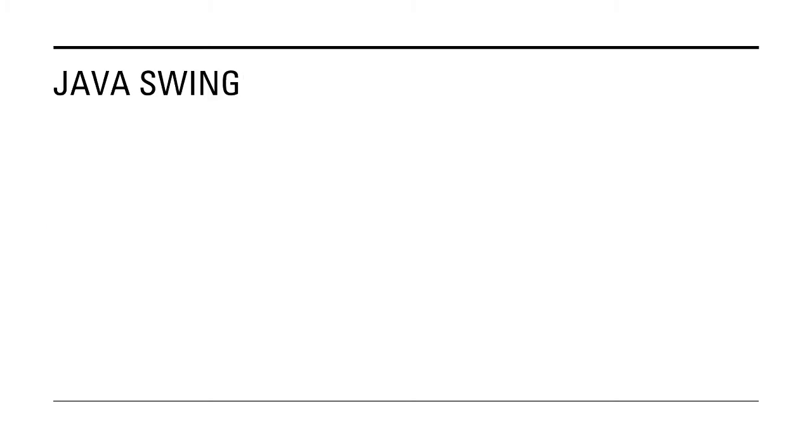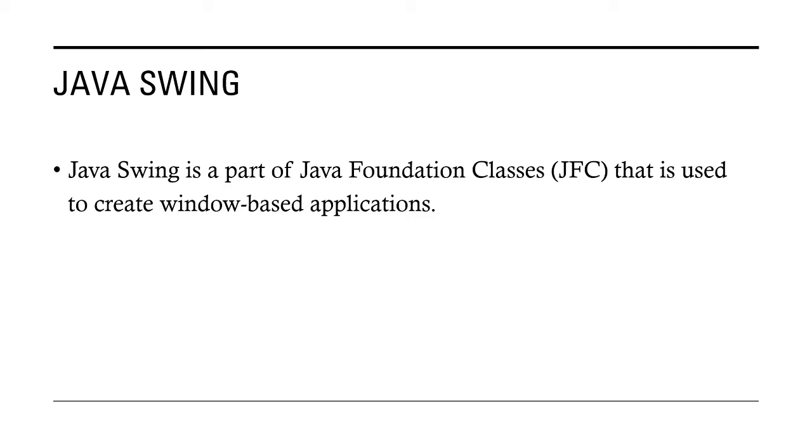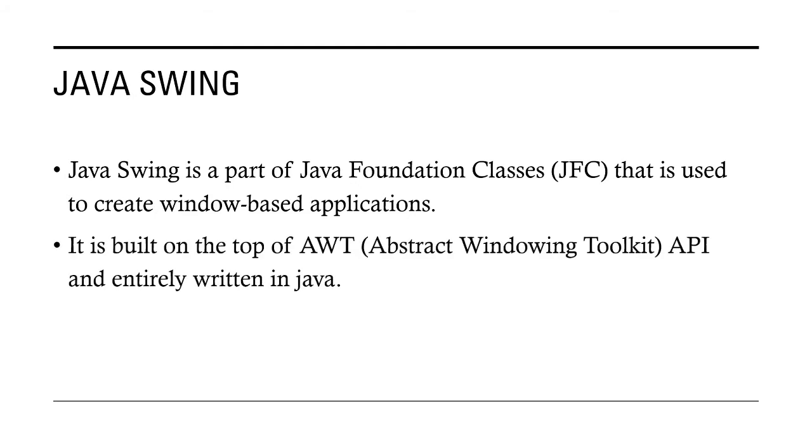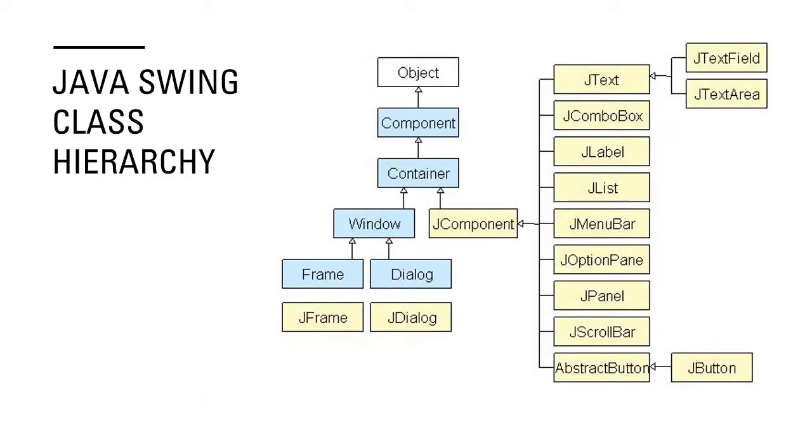So one class in Java is the Java Swing. Java Swing is part of the Java Foundation Classes, which is JFC, that is used to create window-based applications. Basically, it is built on top of an older version of GUI class, which is AWT. AWT stands for Abstract Windowing Toolkit API, and it is entirely written in Java.